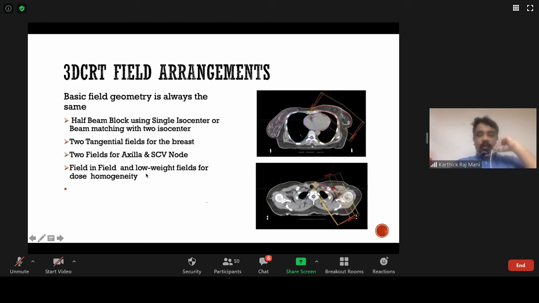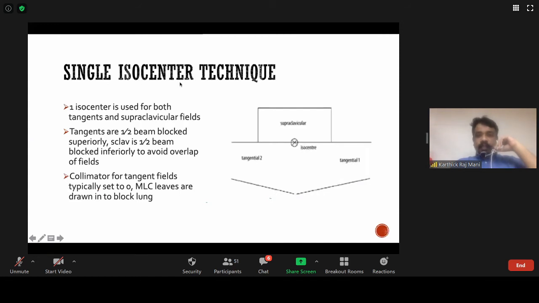Field in field, low weighting, and enhanced dynamic wedges will help to have a more homogeneous distribution around your targets. Let's start with the single isocenter technique. Normally, we place an isocenter so that we avoid the beam divergence between the supraclavicular field and the tangential field. The same isocenter will be used for both the tangential and the supraclavicular field.